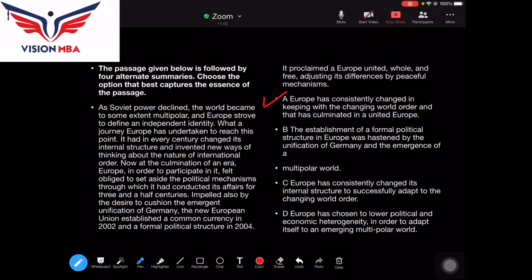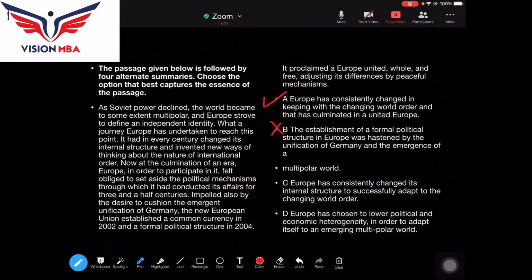The first one says that Europe has consistently changed in keeping with the changing world order, and that has culminated in a united Europe. B option, the establishment of a formal political structure in Europe was hastened by the unification of Germany and the emergence of a multipolar world. B is not giving you the essence. A is better. A has more juice as compared to B. Your answer is the option that has more gravity, more data to it.